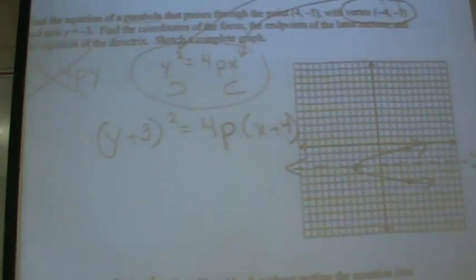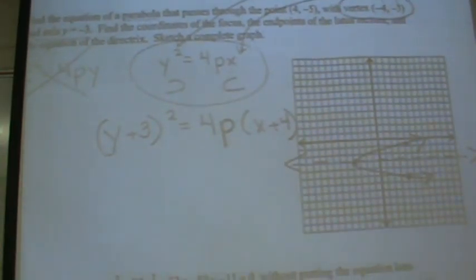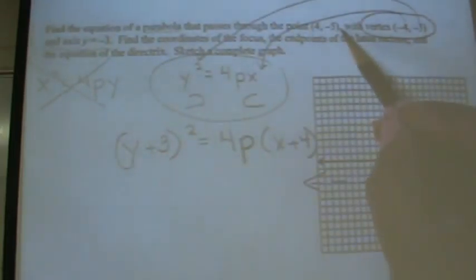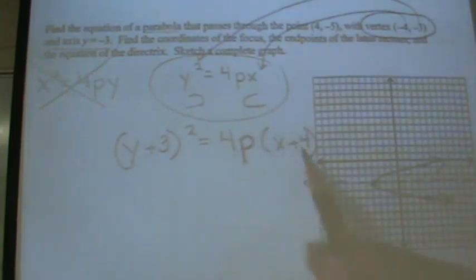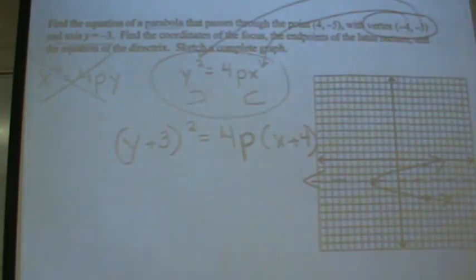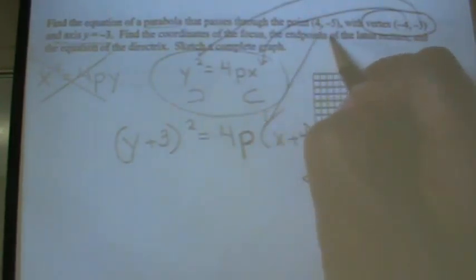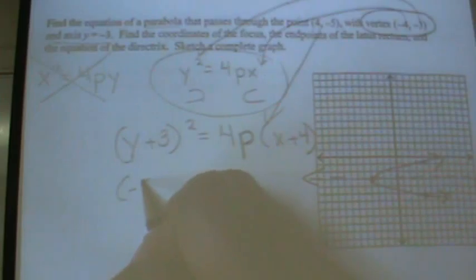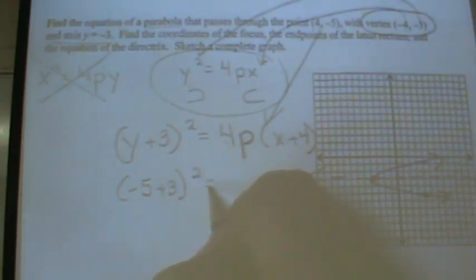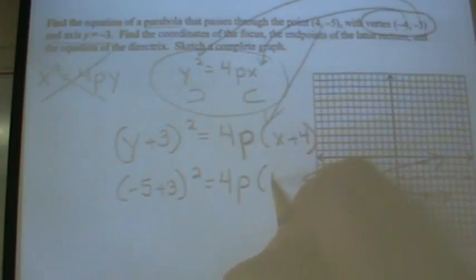If we know a point that it passes through, we know the vertex. What can we do with this? This is the only piece of information we haven't used yet. What do you think you could do in relation to this equation and this point that's given? So we can find p. We do it a lot in math. Plug. Yep, we're going to plug 4 in for x, and we're going to plug negative 5 in for y. So let's do that. Negative 5 plus 3 quantity squared equals 4 times some p-value, and x is 4, so 4 plus 4.